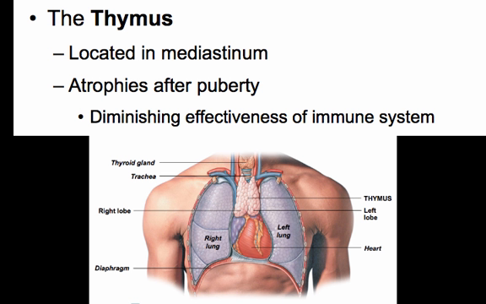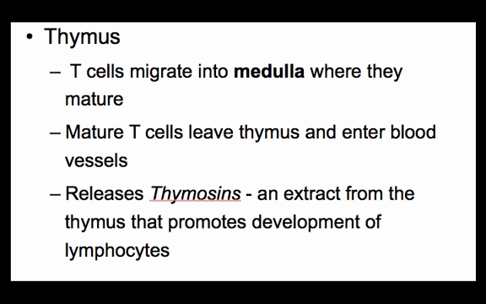The thymus is a lymphatic organ located in the mediastinum, just superior to the heart. It is most effective in infants and children and atrophies after puberty, diminishing the effectiveness of the immune system. T cells migrate into the medulla where they mature and then are released into the blood. The thymus also releases hormones called thymosins that promote the development of lymphocytes.